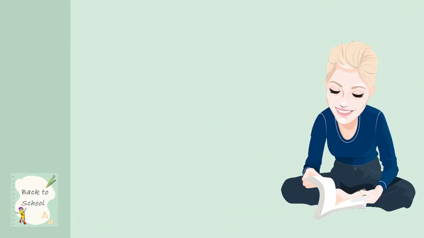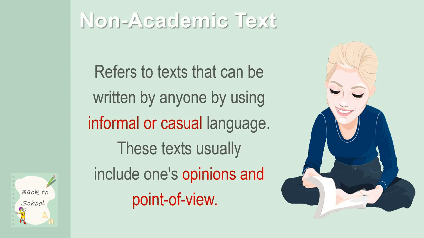Now, let's proceed to non-academic text. Non-academic text refers to text that can be written by anyone by using informal or casual language. These texts usually include one's opinions and point of view. So non-academic text is obviously the opposite of academic text. If academic text uses formal language, then this one uses informal language.